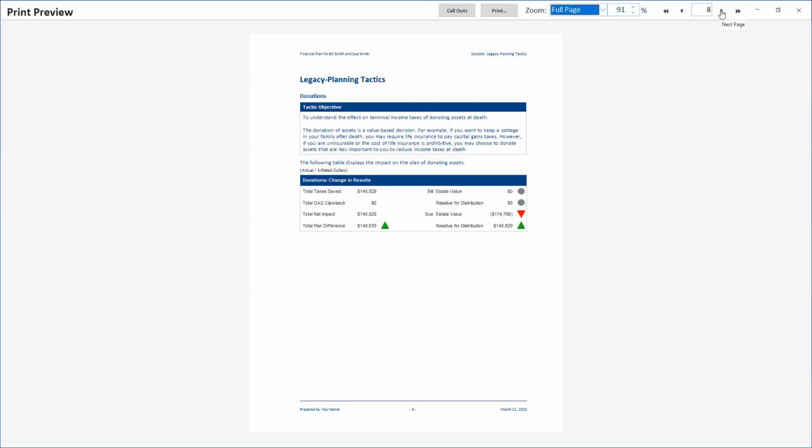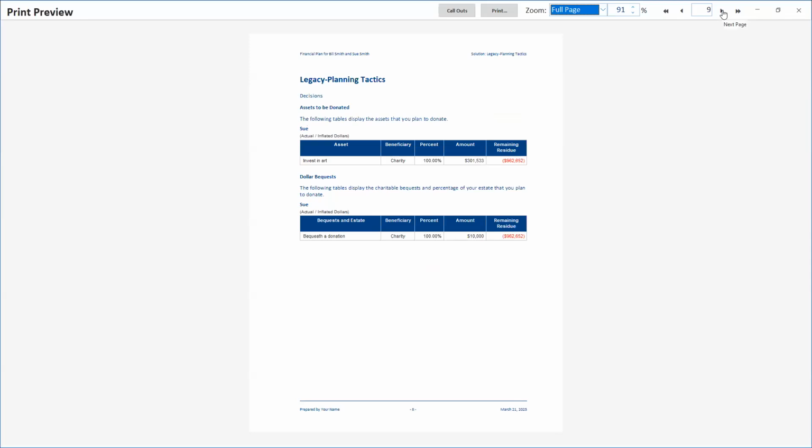And then we go through and we look at the impact of donations as a tactic. So again, the impact of donations is that the value of the estate is down, but the residue for distribution is up, again, because we've reduced income taxes. And then we look at individual assets to be donated. So we can see Sue is donating the art, and the effect of that is to reduce the residue of distribution, the negative residue of distribution.